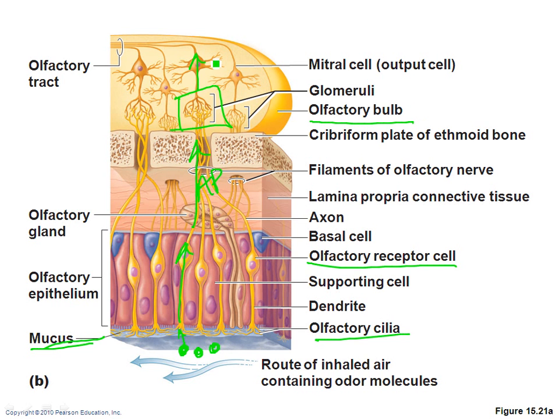And then what is it going to synapse with? These mitral cells. Some people say mitral cells, either way. And that is going to converge on the olfactory tract and send a message to your brain saying, I just smelled something, this is what it is. So all of this sensory information from a few odor molecules has to travel through the olfactory receptor cell first, then it goes to the olfactory bulb and it synapses with the mitral cells.